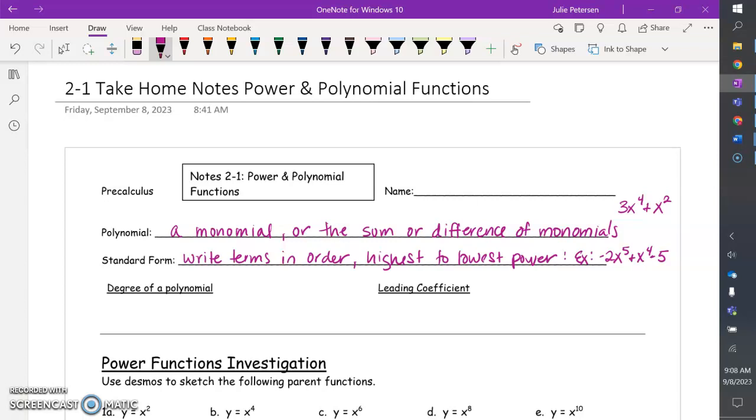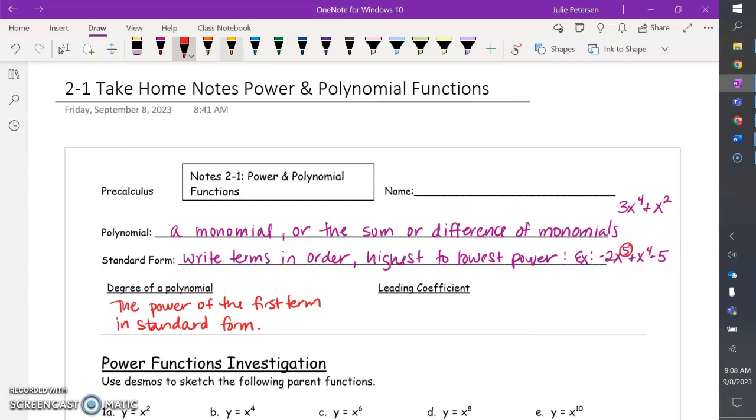Okay, so when we talk about polynomials, we're going to talk about the degree of a polynomial. And when we do that, we're really only talking about the power of the first term when it's in standard form. So the one we just wrote is a degree 5 polynomial because the power of that first term is 5.